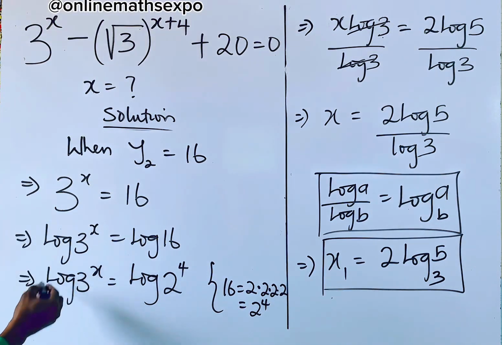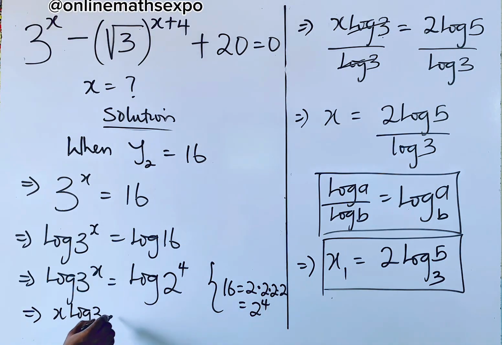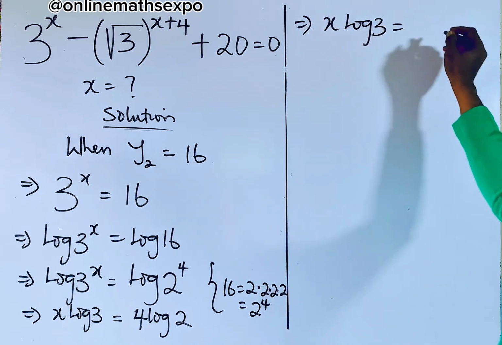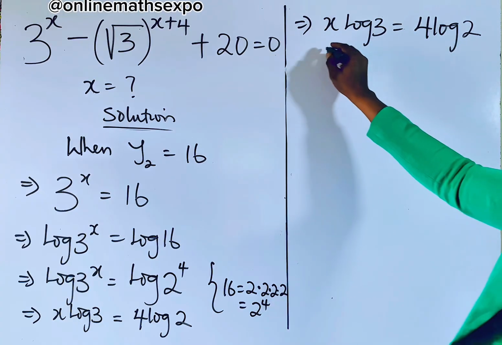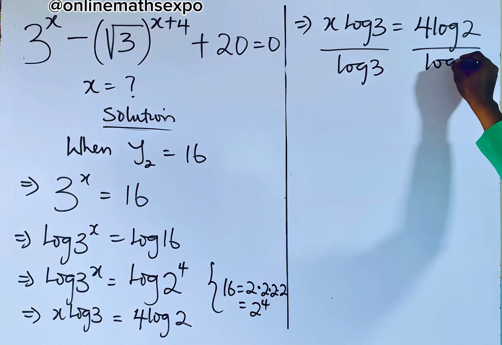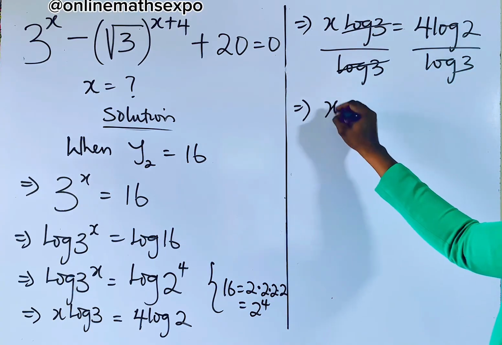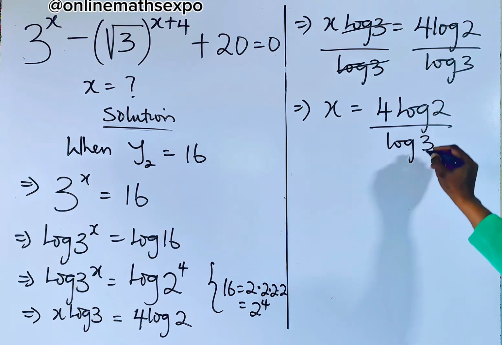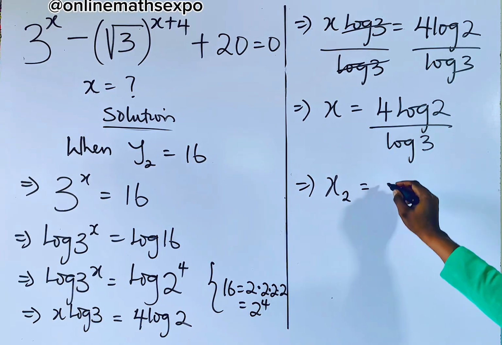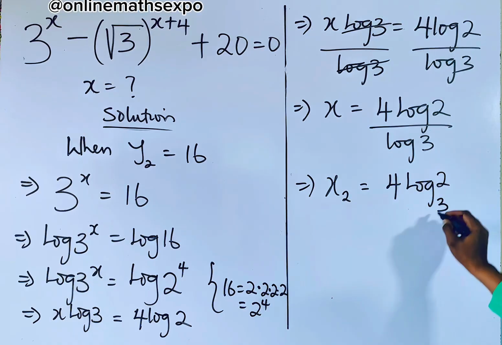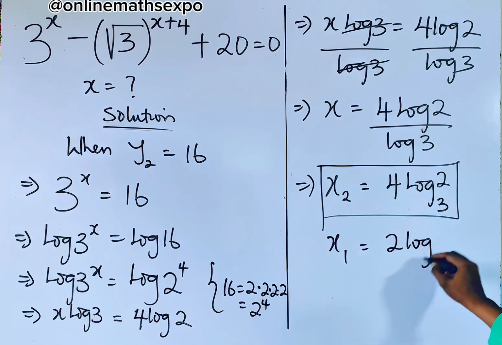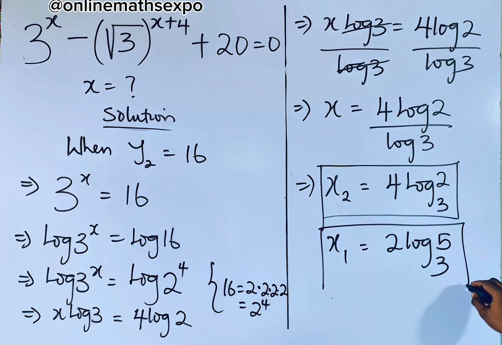Now remember we said the power multiplies. So we're going to have x log 3 is equal to 4 log 2. To get x, divide by log 3, so this cancels this. We are going to have x is equal to 4 log of 2 divided by log of 3. So we now have the second value of x is 4 log 2 base 3. Remember we said that the first value of x is 2 log 5 base 3. So these are the two values of x.